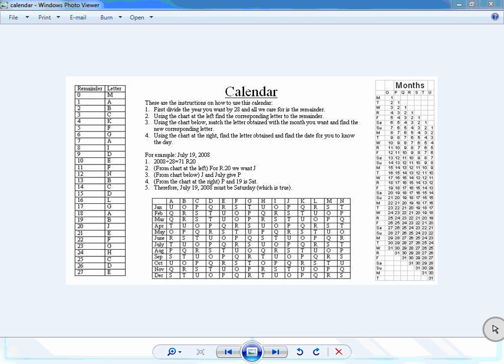Okay, with you. You need the year you were born. 2000. When I go 2000 divided by 28, that gives me 71, and the remainder is, let's see, 12. So the remainder is 12, and it gives me an N. I go here on my N: which month were you born? November. N in November gives me the letter Q. So then I go here on the Q's. November what? 26. It gives me a Sunday.